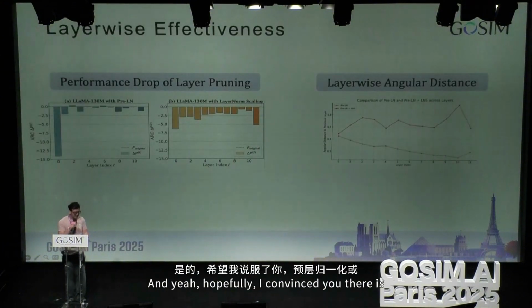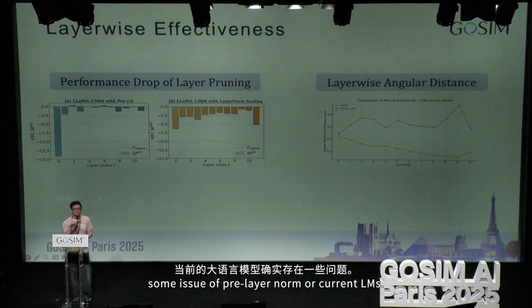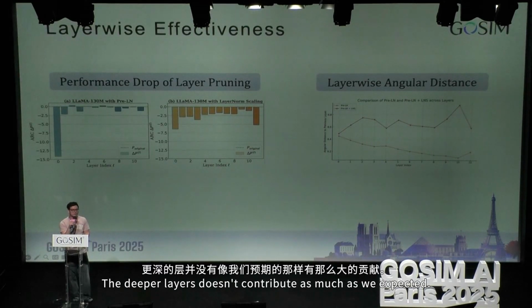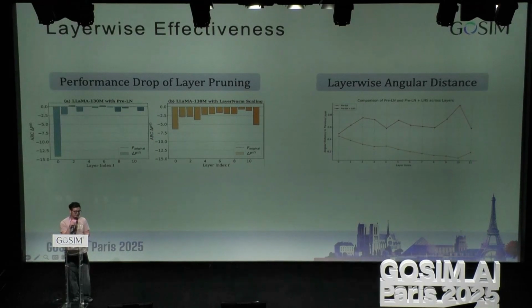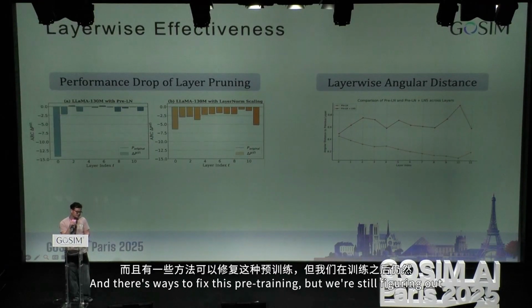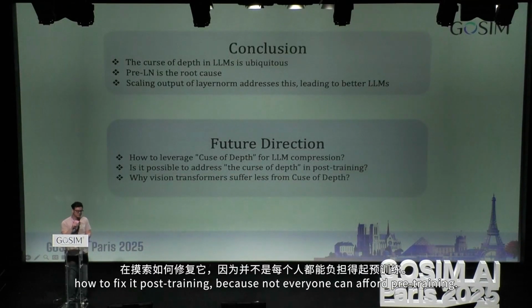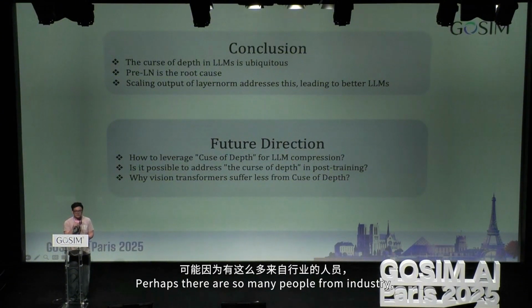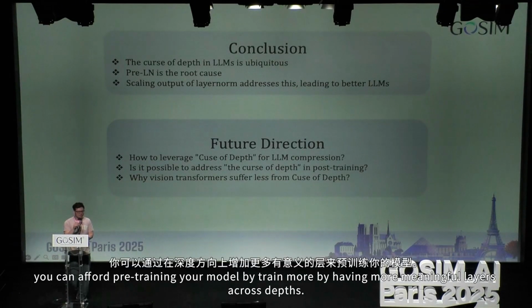And yeah, hopefully I convinced you there's some issue of pre-layer norm or current LLMs. The deeper layers don't contribute as much as we expected, and there are ways to fix it in pre-training, but we're still figuring out how to fix it post-training because not everyone can afford pre-training. Perhaps there are many people from industry who can afford pre-training your model, to train more but have more meaningful layers across depths.